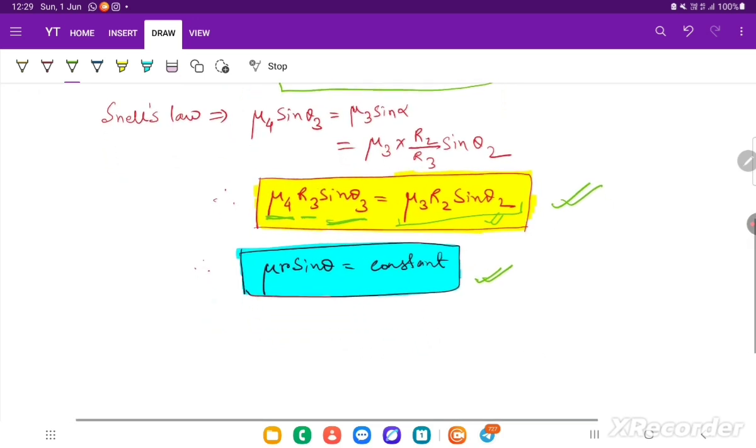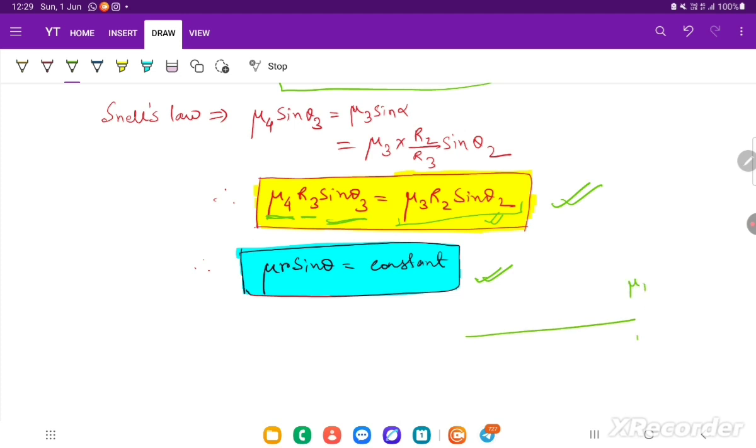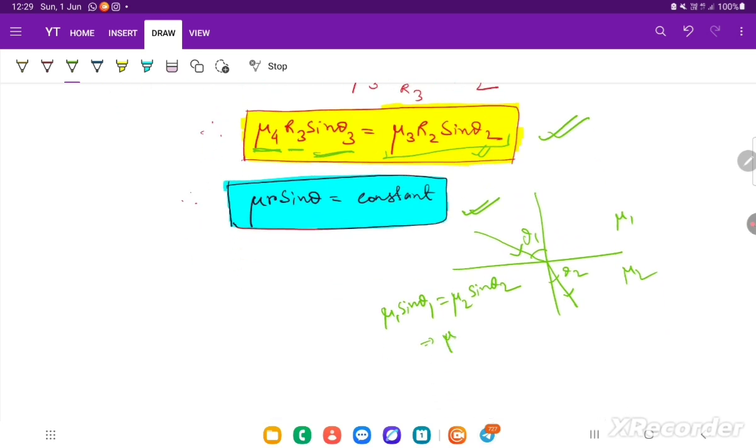In normal cases, let's say there is one medium mu1 and another mu2, with the angle of incidence theta 1 and the angle of refraction theta 2. We write mu1 sine theta 1 equals mu2 sine theta 2. So our conclusion was that mu sine theta is constant, and for spherically symmetric mediums we just include another radius term, so that mu r sine theta is constant. That's our conclusion, and we'll use this idea on a Pathfinder problem. Let me move on to that problem.